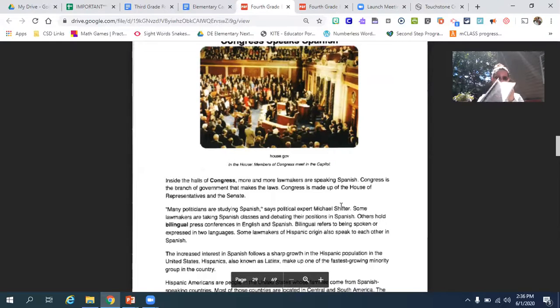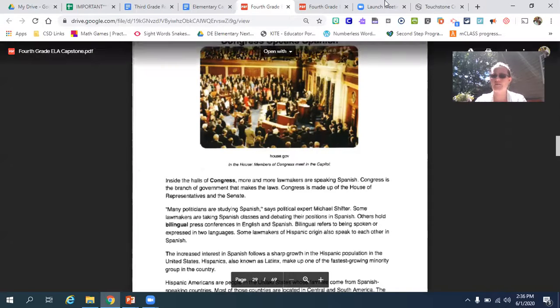And when I say take notes, underline, circle, highlight, draw a little picture on the side to help you remember what it's about. And I want you to find 3 things in this article. Okay, just 3. Okay, and I will see you for our next lesson about the United States government.